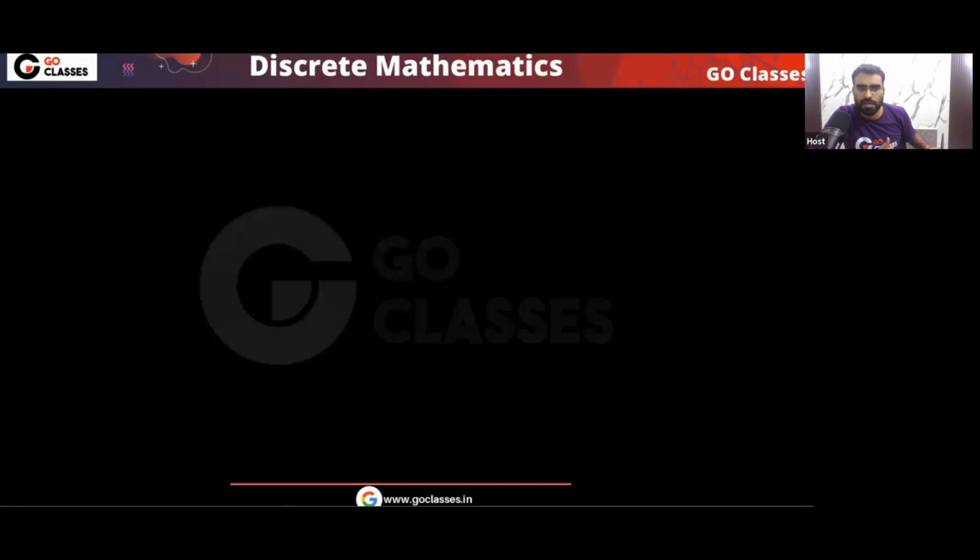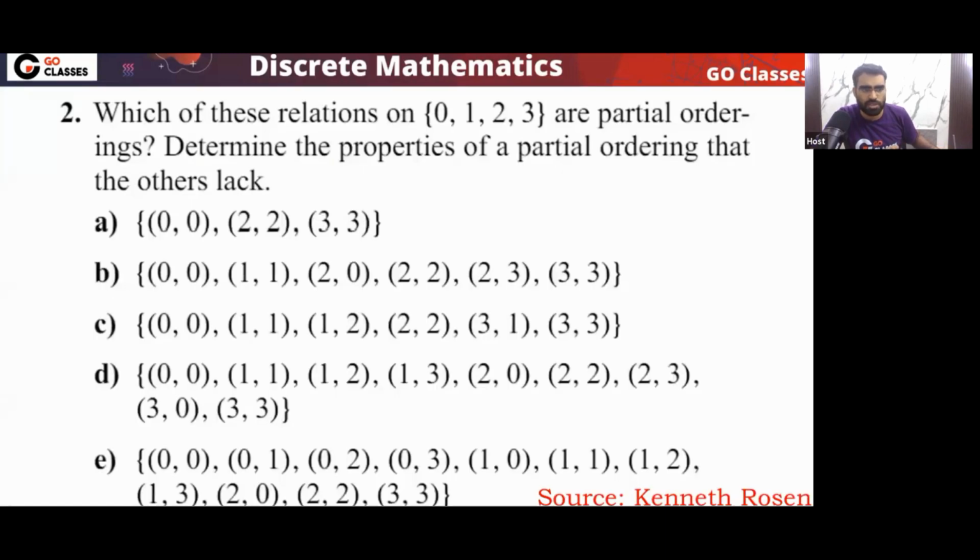Okay, now let's move on. Let's solve this question. Tell me the answer quickly. This question is taken from the Kenneth Rosen book. Which of the following relations on 0, 1, 2, 3? This is the base set. Yes or no? Okay, your base set is 0, 1, 2, 3.